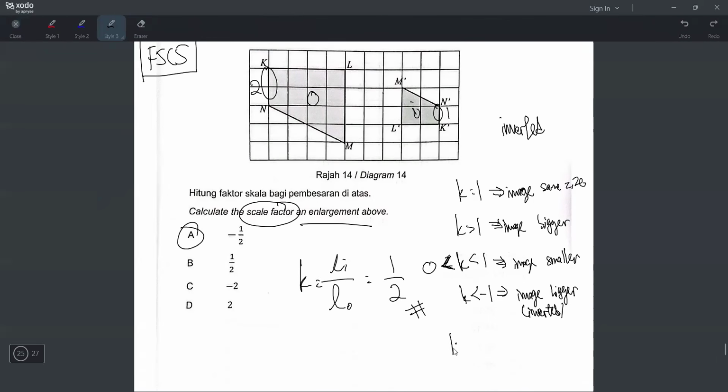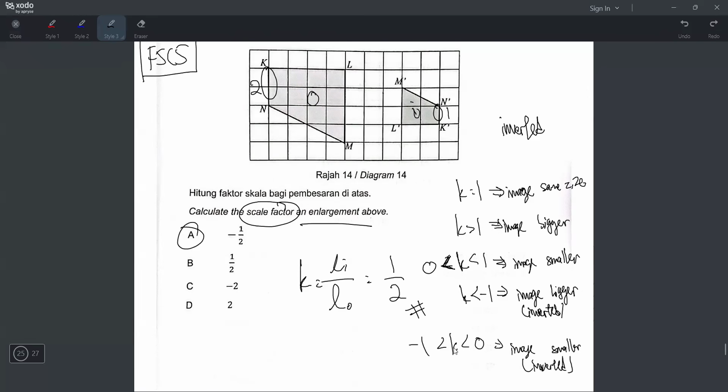Okay, one more. When K is in between -1 and 0, like -1/2, this one the image is getting smaller also. Smaller but inverted because of the negative. So basically when the scale factor is negative, it doesn't affect the size. The negative has nothing to do with the size getting bigger or smaller. I repeat, the negative K doesn't have anything to do with the size getting bigger or smaller. The negative in the scale factor only means that the image will be inverted and the object and image will be at the opposite side from the center. So that's why when K is between -1 and 0, the image is still smaller.